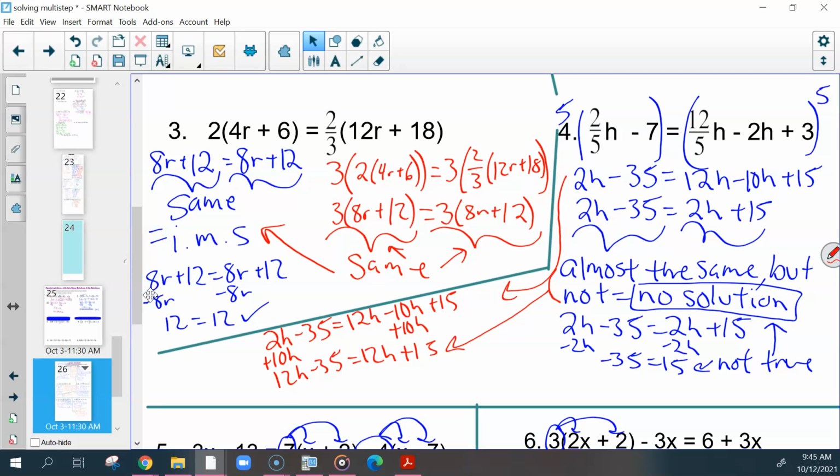For number 4, you needed to combine these like terms. I'm sorry, this first. This way I'm doing it gets rid of the fractions. I don't know if I have the other way. If you combine your like terms here and then got rid of it, either way you did that, you would have seen that this was no solution. It's very close, but not quite.